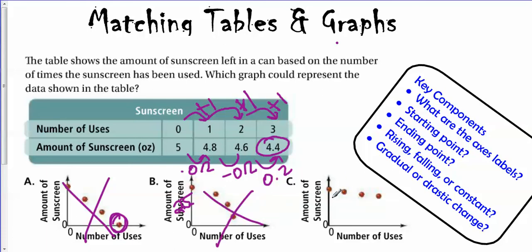Now let's look to see why C is correct. Notice how the amount that I'm going down on amount of sunscreen is pretty much the same amount each time. It's a consistent change going down 0.2 ounces. I'm ending a lot more than empty, not much less than full, which is what happened on the table. So that is a gradual change. There wasn't much of a change between those. So the correct answer would be C.